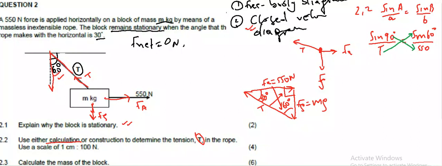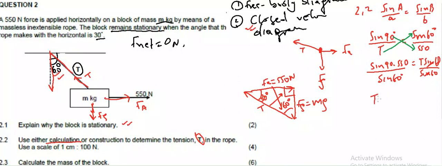So we have 550 times sine 90 degrees, which is equal to T times sine 60 degrees. Then we divide by sine 60 degrees on both sides. This cancels that one.